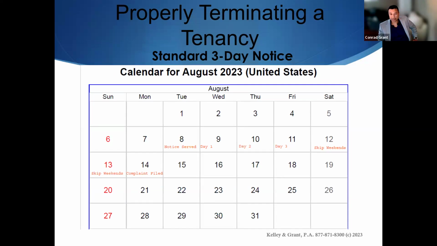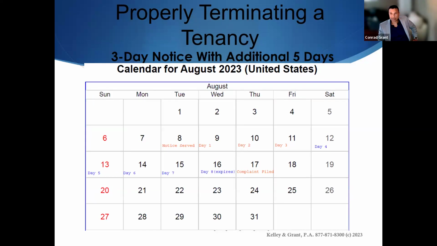But here's a problem. What if you decided to use a PO box, or you decided to mail it? Instead of filing that eviction on the 14th, it's now going to be filed on the 17th. Look how much time this landlord is losing. Because after your 3-day ends, you have to add 5 consecutive days.